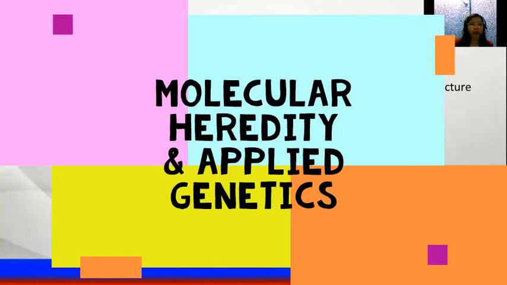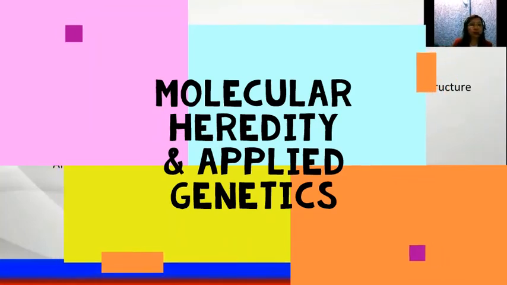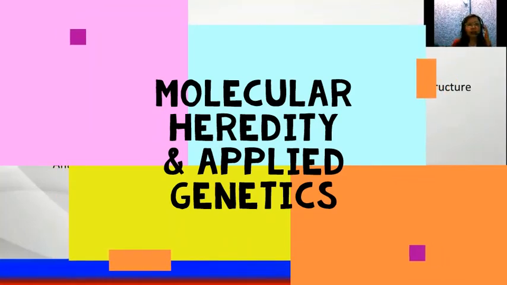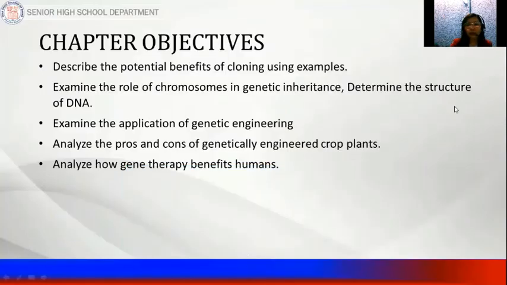will describe the potential benefits of cloning using examples, examine the role of chromosomes in genetic inheritance, determine the structure of DNA, and examine the application of genetic engineering, analyze the pros and cons of genetically engineered crop plants, and analyze how gene therapy benefits humans.